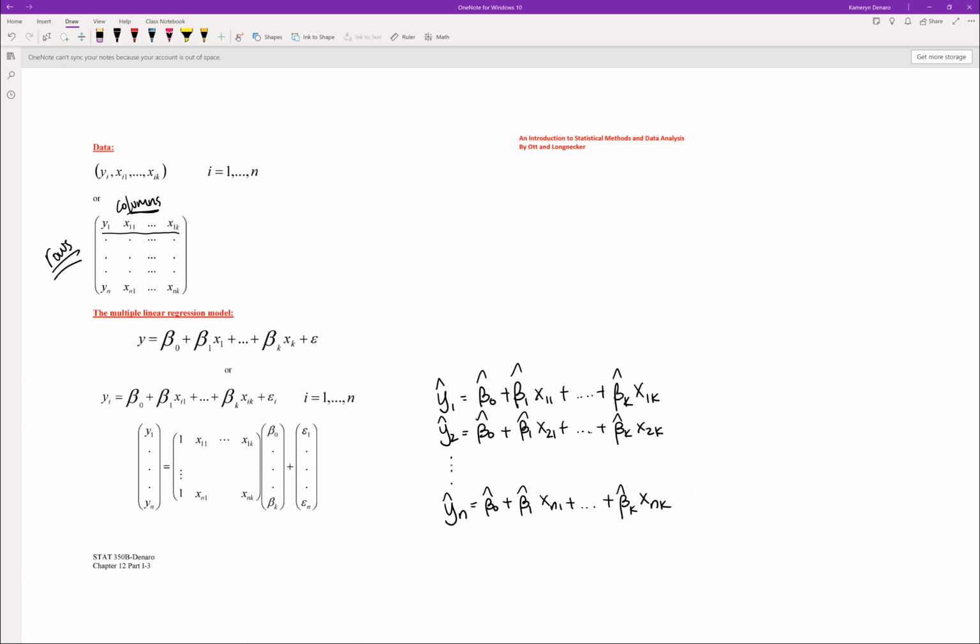So we're going to get our estimated coefficients. Those are the beta 0 hats up to the beta k hats. And we're going to plug in everyone's values of x to be able to get the actual prediction for our y hats. All right, so this is the matrix notation.